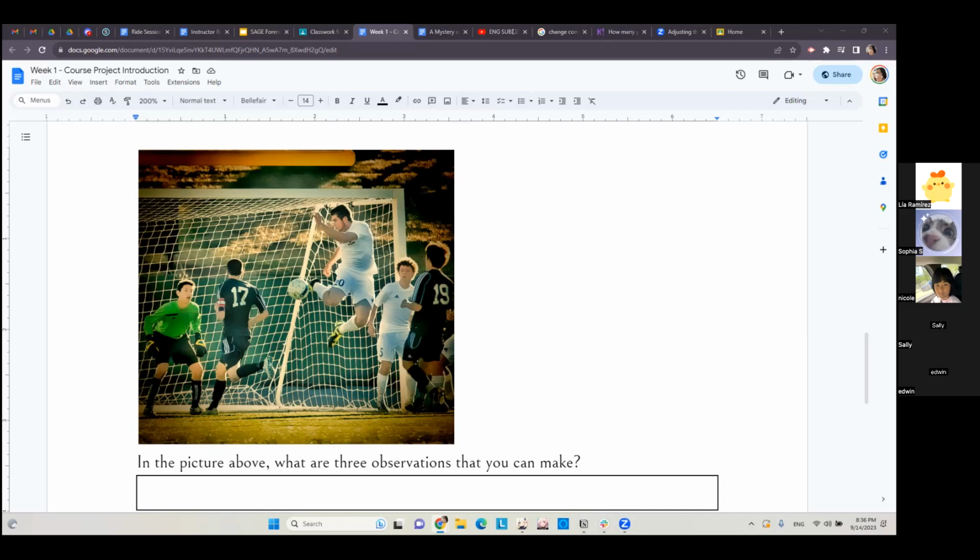Okay, is there anyone other than Anna that's also... Yeah, there are two teams because they're different colors. So there's a green color and a white color. Is there anything else?